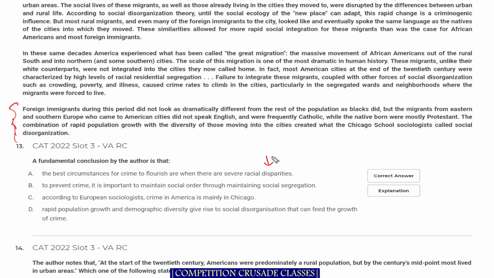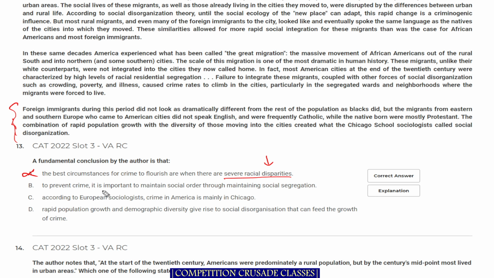Please understand, although racial segregation as a phrase has been used in the passage, nowhere does the passage take you to a circumstance wherein crime can flourish because of severe racial disparities. Of course, the blacks did eventually suffer a lot because of racial segregation, but that is not per se to say it is the best circumstance for crime to flourish. So this is eliminated.